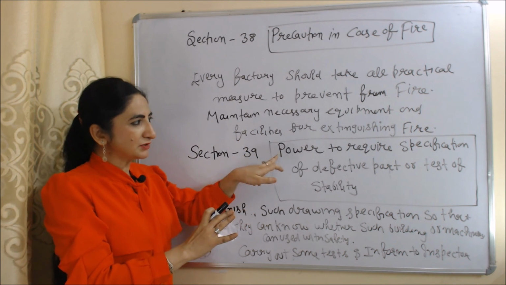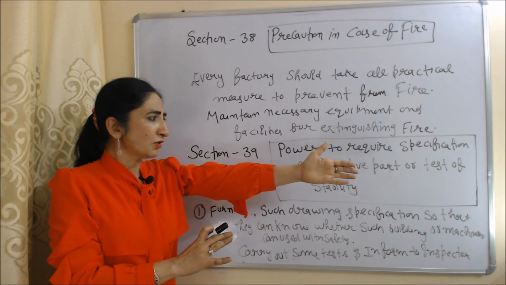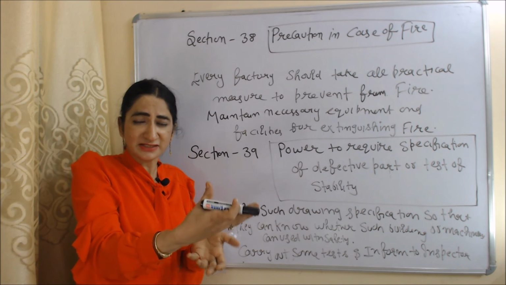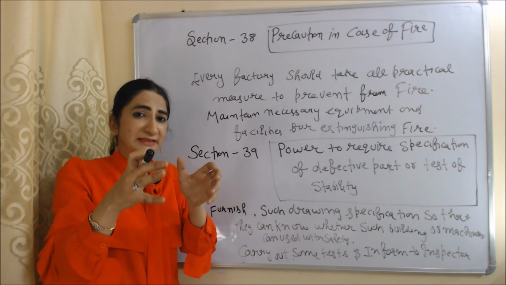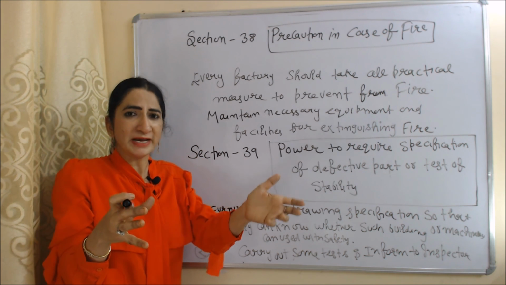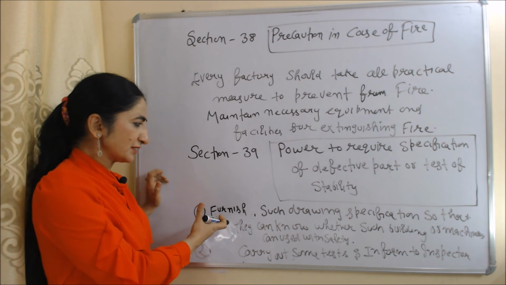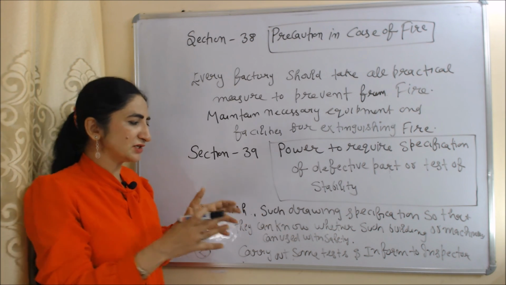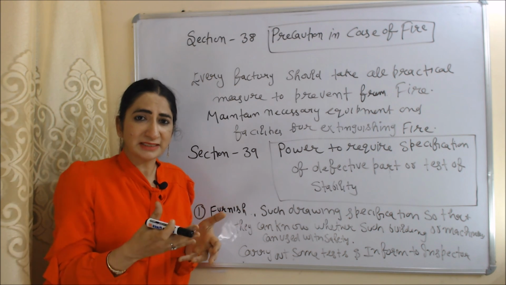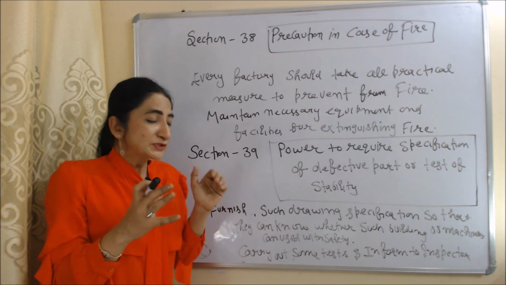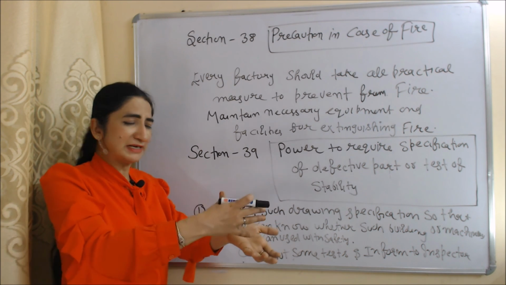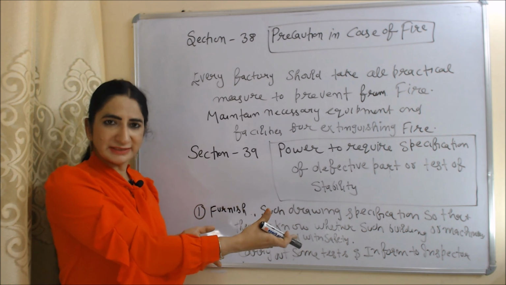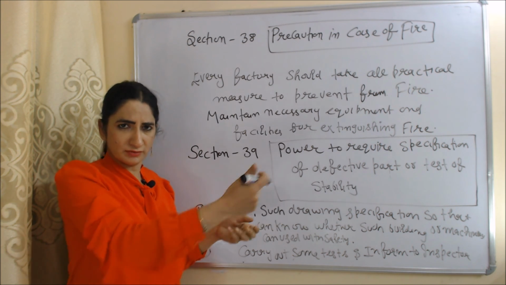Section 39, power to require specification of defective part or test of stability. If the inspector has any doubt that there is a dangerous condition in the factory for human health, then the inspector can serve an order on the occupier or manager or both, asking them to furnish such drawings and specifications so that they can know whether such building or machinery can be used with safety. Or we can say the inspector can ask for some construction documents so that they can understand whether we can use this building, machinery or plant with safety. And the factory also needs to carry out some tests and submit the result of these tests to the inspector.